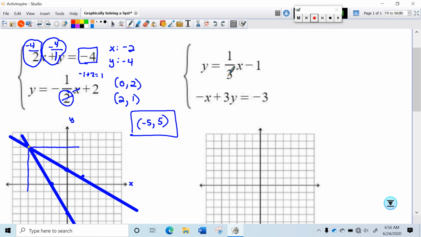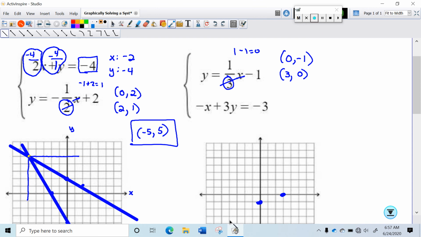For the next one, my first equation is in slope-intercept form, so I use 0 and the number that doesn't have a letter stuck to it, and then I use the denominator of my slope. That scratches out the x and I do what's left. 1 minus 1 is 0. That goes here. Okay, so 0, negative 1, and 3, 0. 1, 2, 3, 0. Draw my line. Making sure it goes through both points.